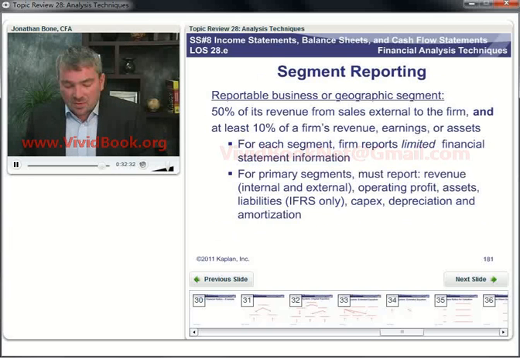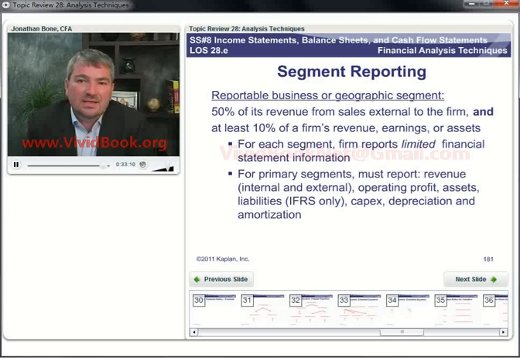Now, segment reporting. Now remember, we said if you're a conglomerate, so you've got many different business operations, the problem is it's very difficult for an analyst to find meaningful firms to benchmark your ratios against. Well, rather nicely, if you are a conglomerate, then you have to use segmental disclosure in your footnotes. Notice, if 50% of your revenues from sales is external to the firm, and at least 10% of the firm's sales come from this division, either 10% of its sales, 10% of its earnings, or 10% of its assets, then we need to report limited financial statement information for each division.